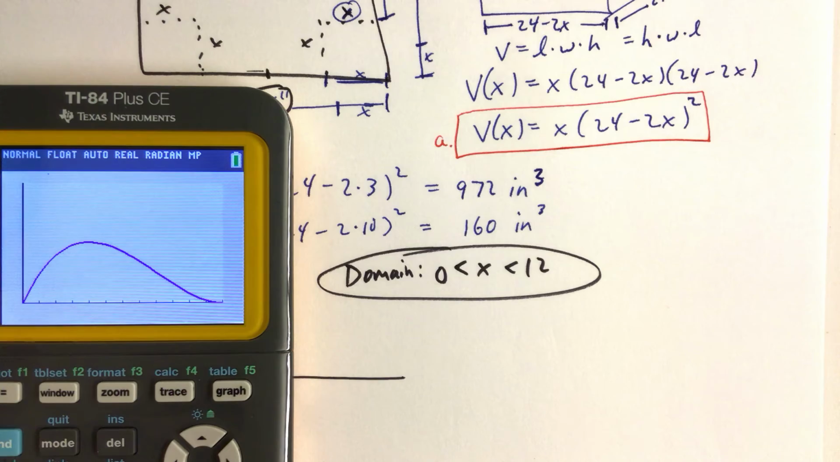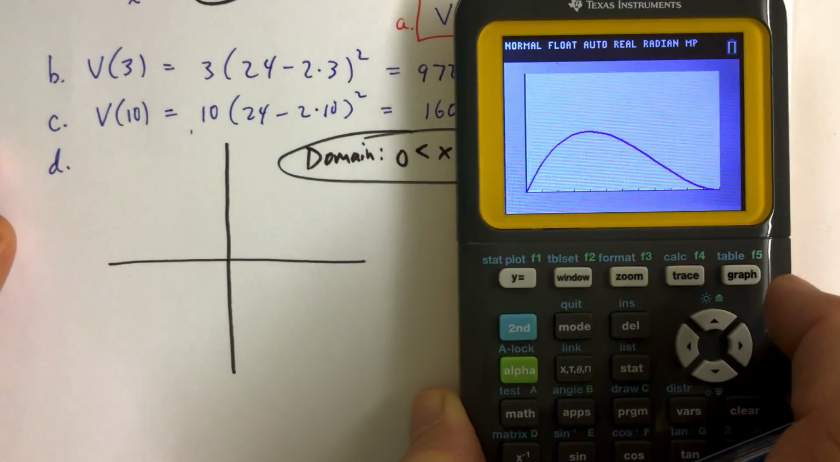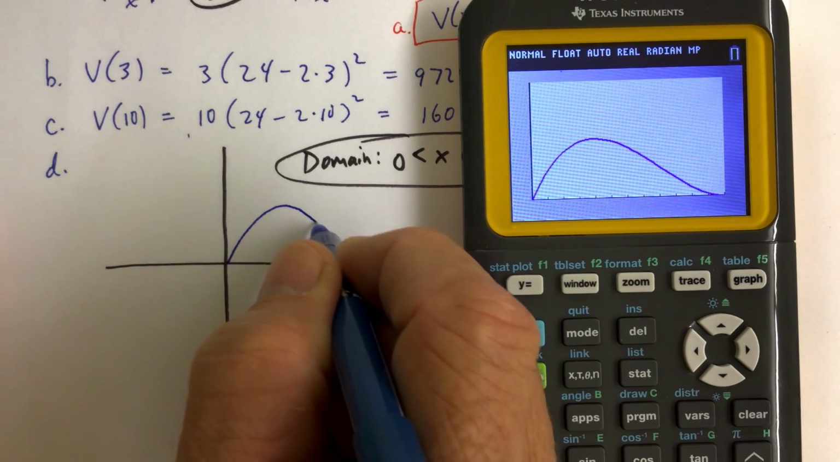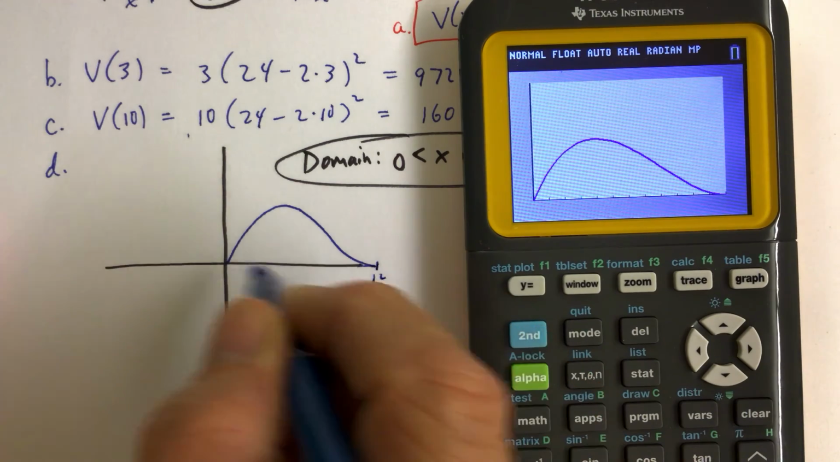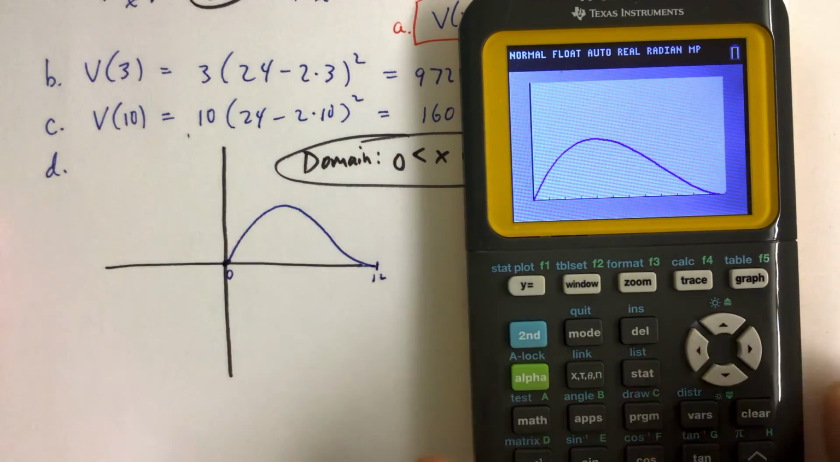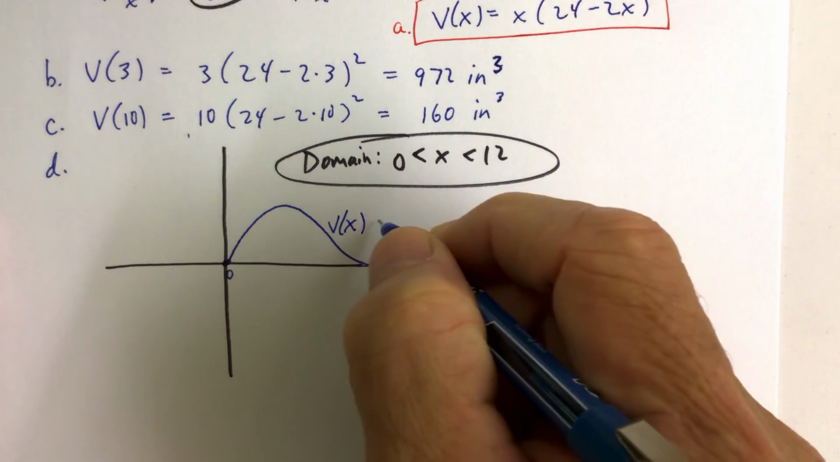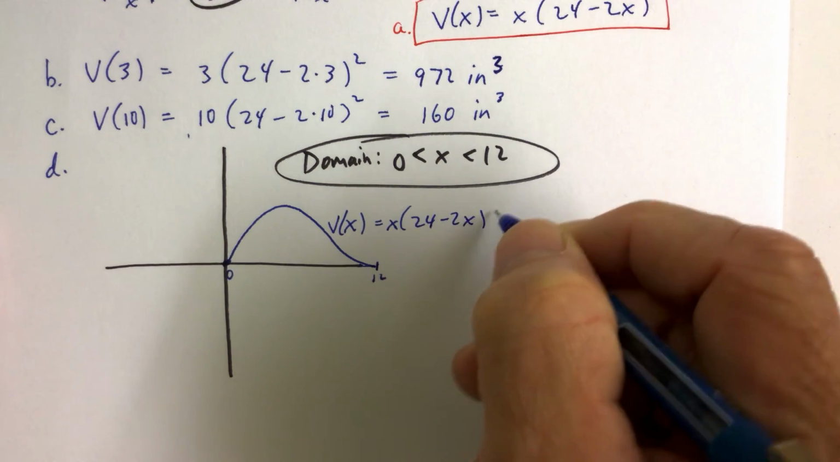So we can see our graph based on the given parameters, and we just draw our graph. So this is the volume graph. And we go there. That would be 12 right there, 0 there. And there we have it. That's the volume in terms of x, which is equal to x times (24 minus 2x) quantity squared.